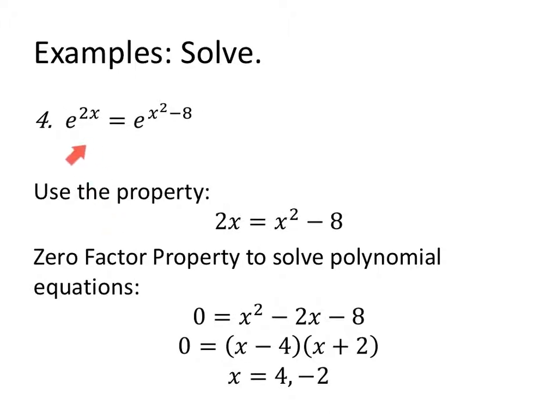And we could even make it look harder. e to the 2x equals e to the x squared minus 8. But the one-to-one property says, hey, exponents have to be equal. 2x equals x squared minus 8. Anytime I'm trying to solve an equation that involves a quadratic, I'm going to set it equal to 0 and use the zero factor property. So I'm going to subtract 2x from both sides. 0 equals x squared minus 2x minus 8. Now I want two things that multiply to be negative 8, that are opposite in sign, and they differ by 2. So I'm going to have (x minus 4) times (x plus 2) equals 0. Factors x minus 4 and x plus 2 turn into zeros of x equals 4 and x equals negative 2. And if you check these values in the original, they're going to work out for you.